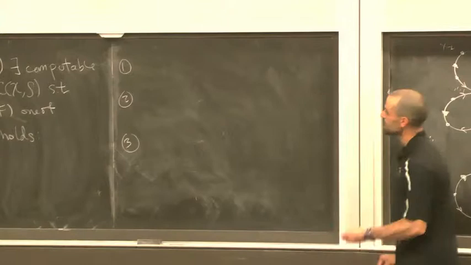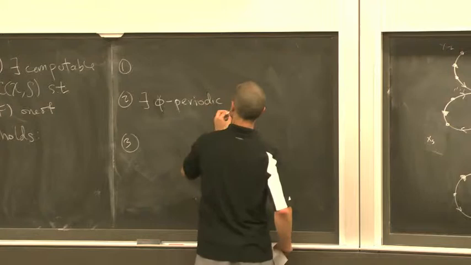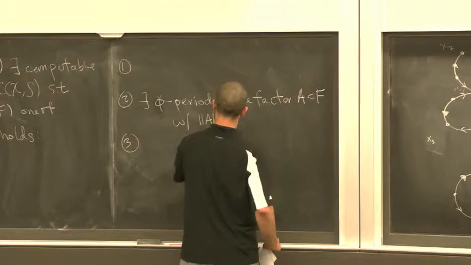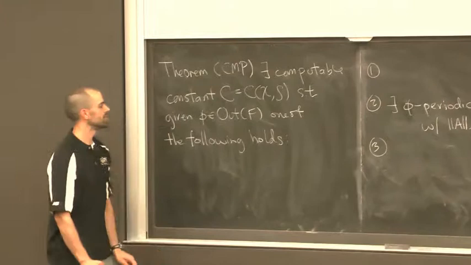Condition two is that there is a bi-periodic free factor A whose volume is less than or equal to C. Can you bound what that is? I'll explain how the algorithm follows from this.